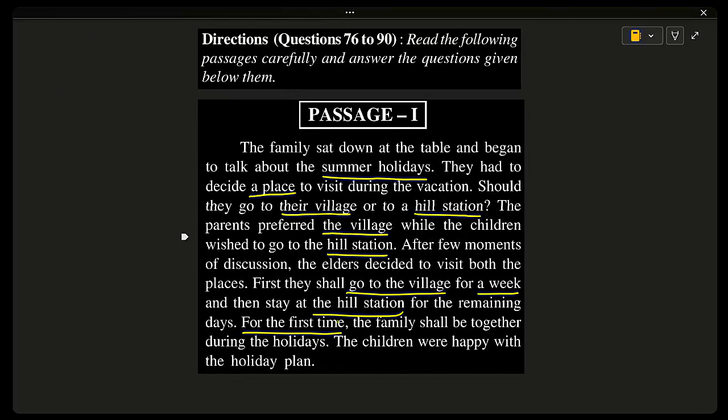The children were happy with the holiday plan. So finally, they are happy. Now, this is a simple passage. So, what is their plan for the summer holidays? Let us try to answer the questions now. 76 and 77, let us take.